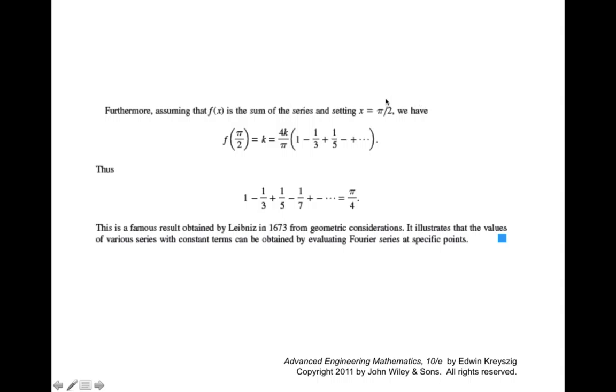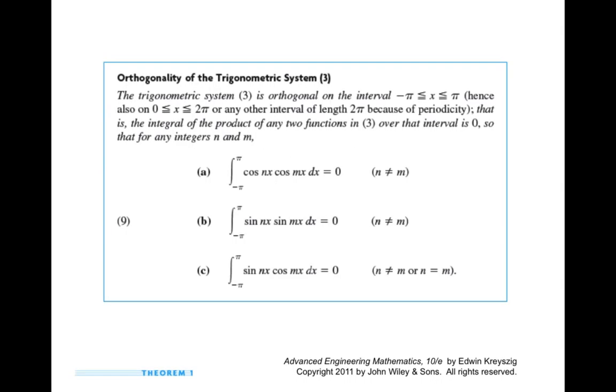This is basically saying that if we set x equal to pi over 2, we get a value of the sum of coefficients that's equal to pi over 4. Just kind of an interesting aside, not really something that we're covering this semester.